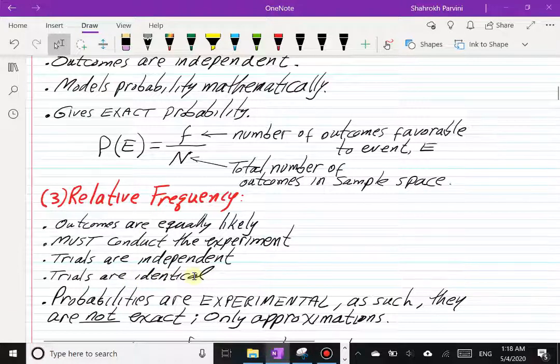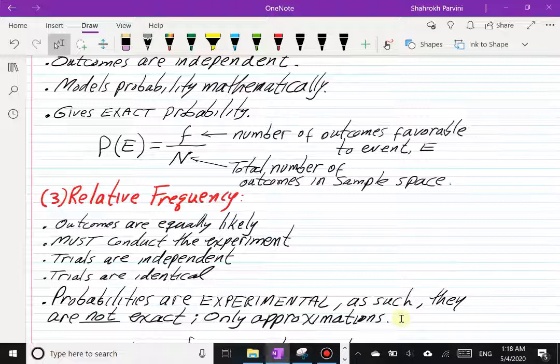Okay. Now, these probabilities, again, are also known as experimental probabilities. The reason is that you conduct the experiment, and as such, they are not exact. They're only approximations. And like I mentioned, if I want to know the probability of a tail in a flip of a fair coin, well, if I conduct this experiment 100 times, I may get 40 tails out of 100 flips of a fair coin. So as of the 100th trial, the probability of a tail for me would be 40%.